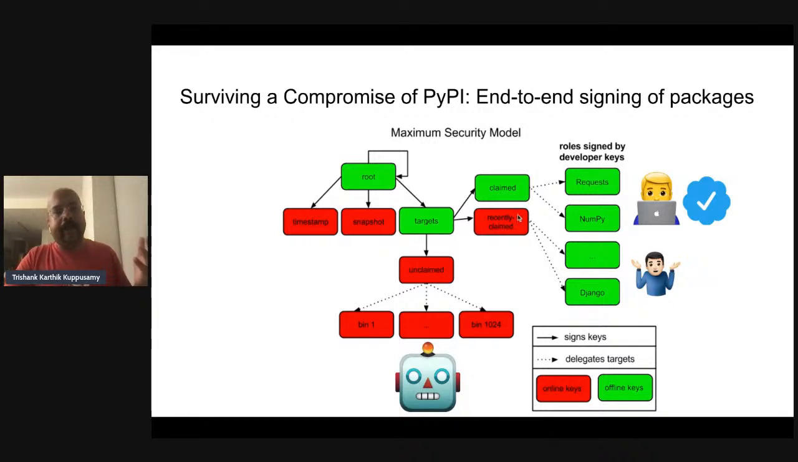And then temporarily, when projects register themselves, they say, hey, trust me, I'm requests, it would begin here until it's verified somehow. It's temporarily at risk, but only temporarily. That's the basic idea.